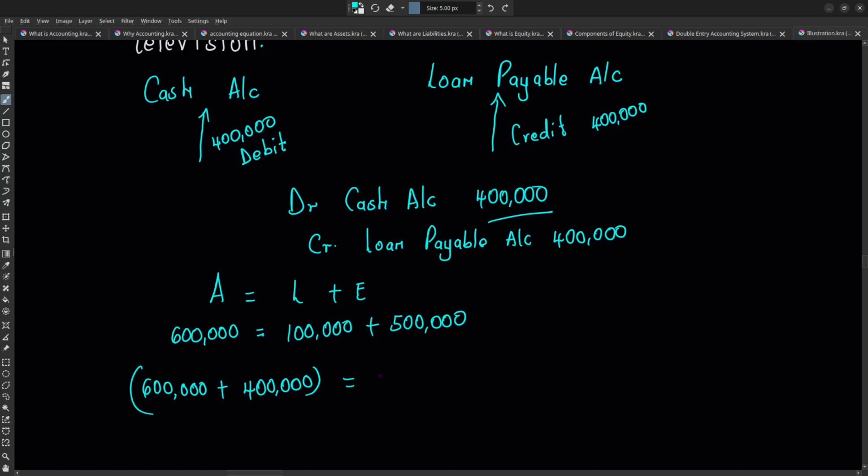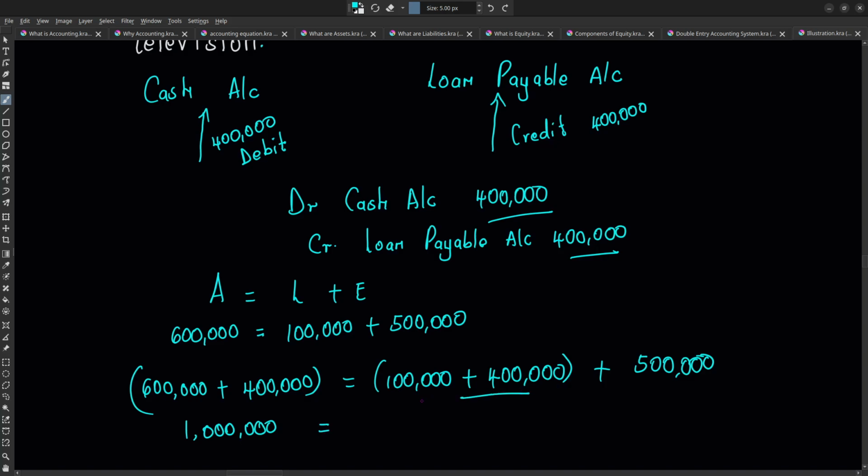And then now we have an additional liability, because a loan payable is a liability account. So we're going to have 100,000, we add 400,000. Our equity will still remain 500,000. So here we're going to have 1 million. Here we're going to have 400,000 plus 100,000 is 500,000, plus 500,000, we're going to have 1 million on this side. Again, this is balanced.